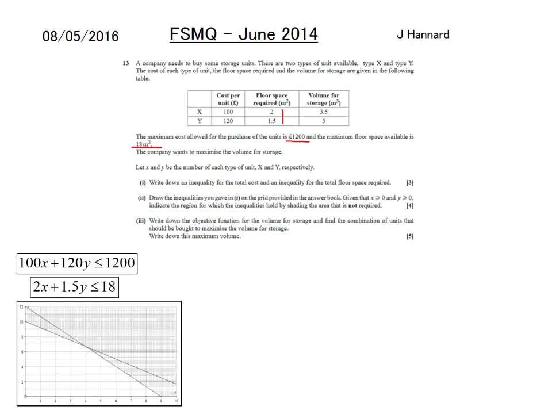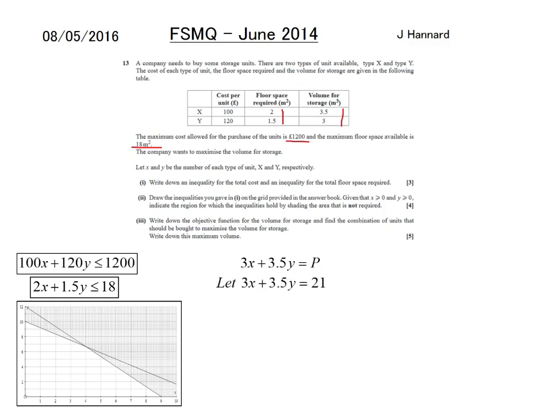And drawing that on a graph, you end up with that. Shade the areas you don't require. And then write down the objective function for the volume for storage and find the combination of units that should be bought to maximise the volume for storage. Write down this maximum value. So this is the information we use. We get that, and that's equal to P.